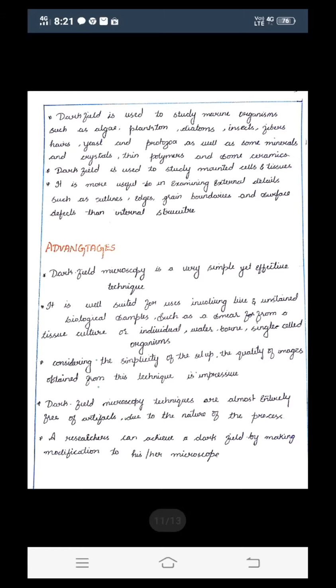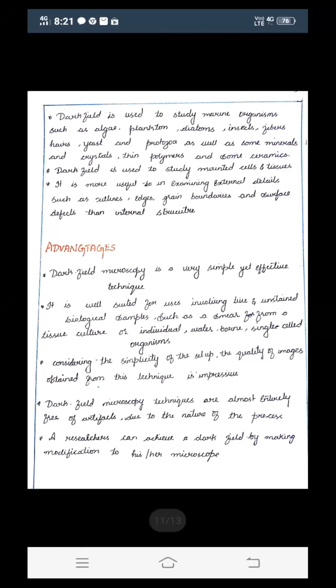The dark field microscope techniques are almost entirely free of artifacts due to the nature of the process. Here, artifacts means an object which was made by humans, which may be a weapon or tools, etc. The researchers can achieve a dark field by making modifications to his or her microscope.